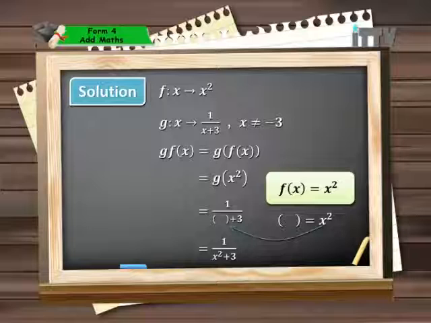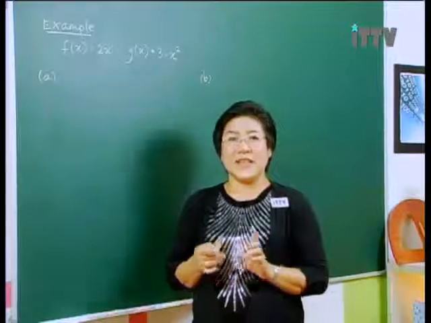Remember, viewers, that since x squared is always more than or equal to 0, then x squared plus 3 will certainly never be negative. Now guess what, viewers?